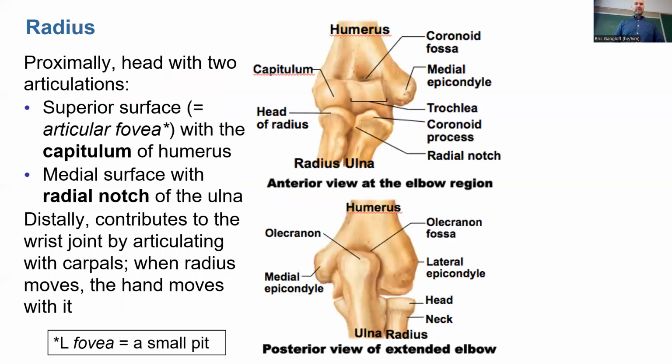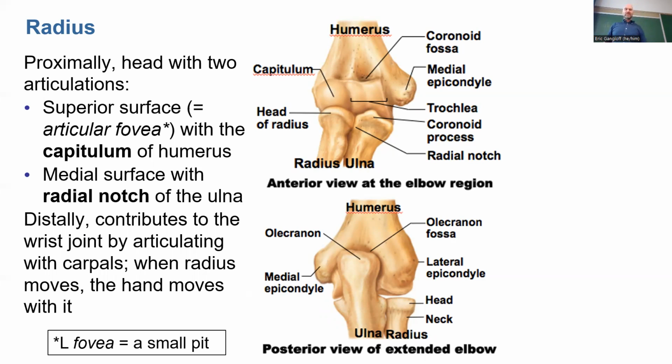All right, let's talk about the radius and then wrap it up for today. The radius has two articulations on its proximal end. So it articulates with the humerus at the capitulum here, right? And here we have the head of the radius. I mentioned a lot of bones have a head structure. And then it has the proximal articulation with the ulna there. I just want to add that it articulates with the ulna at this radial notch, this little kind of indentation. So the head of the radius articulates with the capitulum of the humerus and at the radial notch of the ulna.